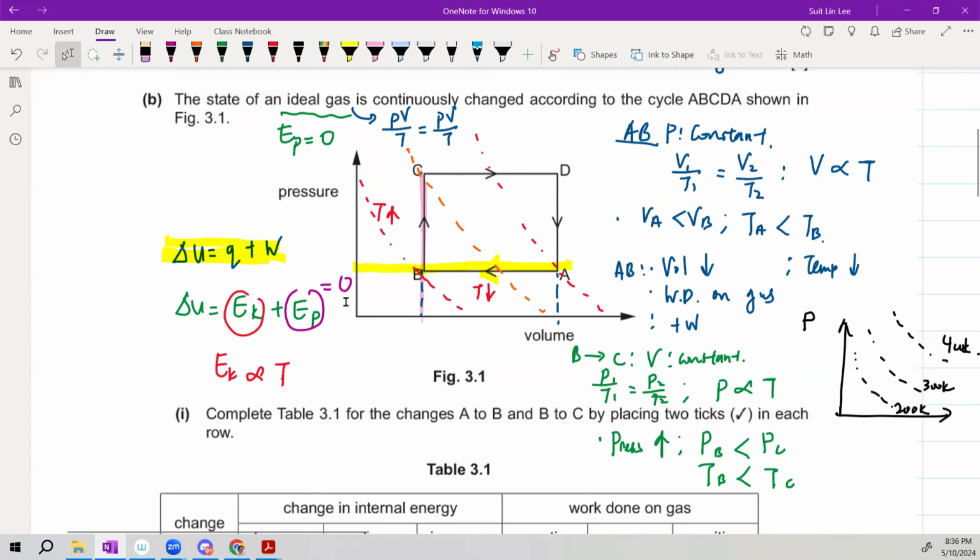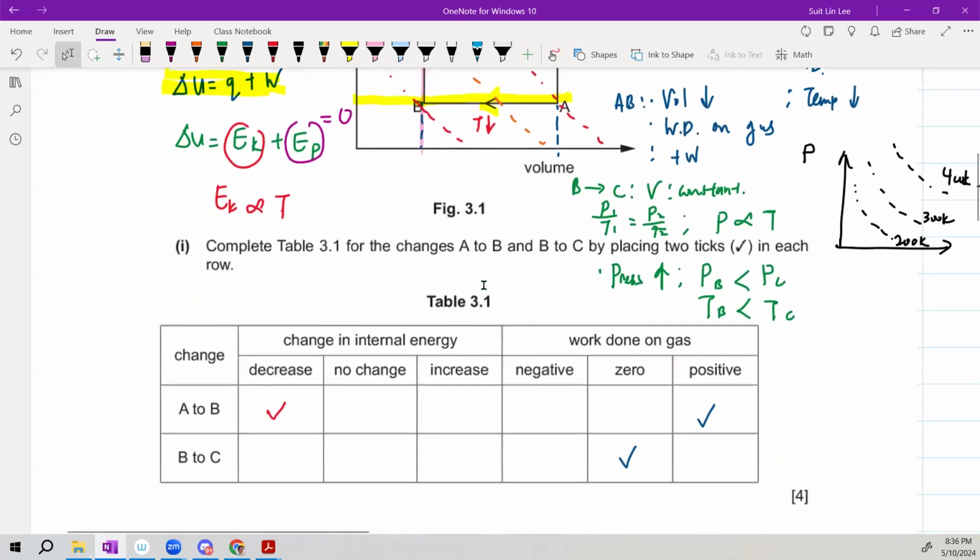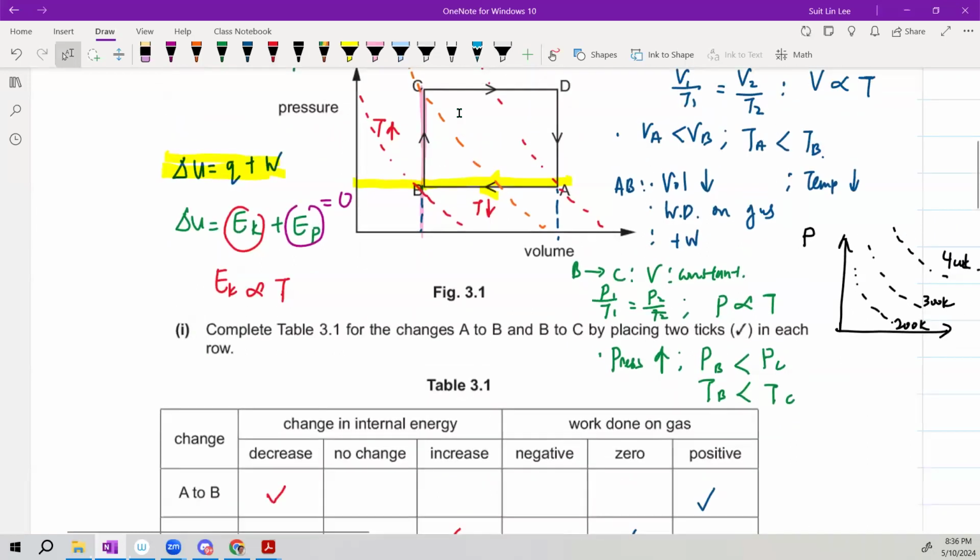Just like from A to B, if I'm compressing the gas, but I don't want the pressure to increase, then the particles have to move slower. Temperature will decrease. So it just depends on how familiar you are with the modeling of gas particles in your brain.